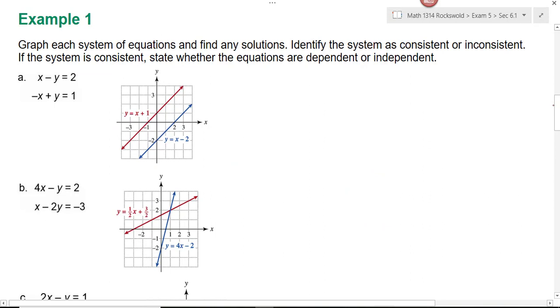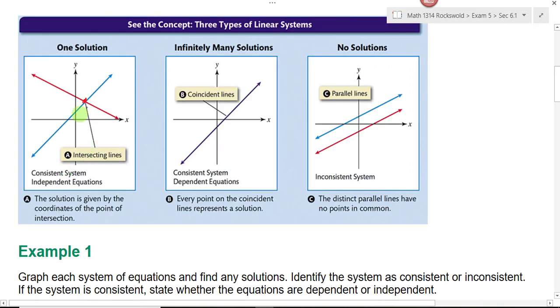In example 1, I ask you to graph each system of equations and find any solutions. I've gone ahead and provided you with the graphs to save us some time, but you know how to graph linear equations already. Identify the system as consistent or inconsistent. If the system is consistent, state whether the equations are dependent or independent. We have independent equations if there's only one solution. We have dependent equations if our lines are actually collinear, if the lines lie on top of each other.